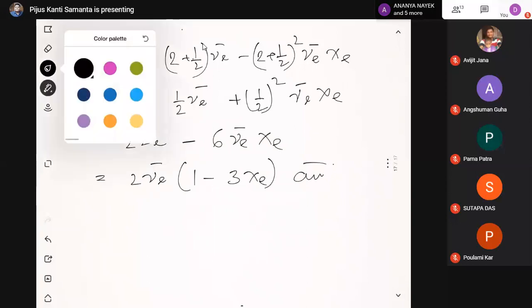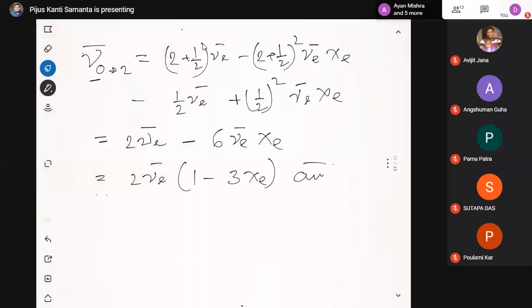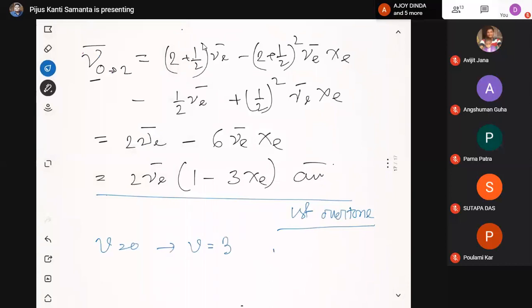This is what is called the first overtone. It is called the first overtone. If you calculate v equal to 0 to v equal to 3, this will be called the second overtone, then third overtone, and so on. So these are the energy spectrum of various levels. So let me show you the energy levels over here.